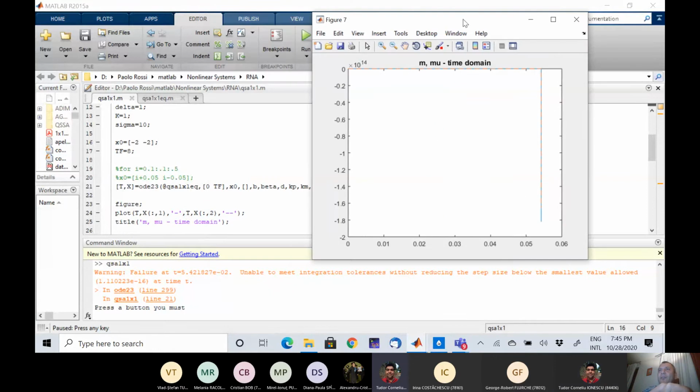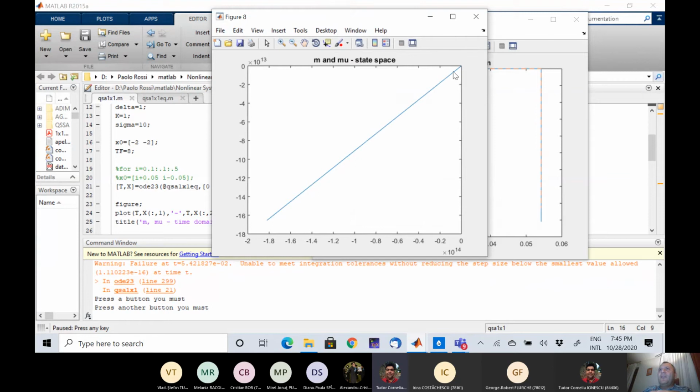You have seen a warning, Tudor. One value of this variable is increasing. You see, this is the error you would end up with also there: unable to meet integration tolerances without reducing the step size below the smallest tolerance. So you cannot increase t anymore, because one of these variables is going to a very high value. It's actually congesting. If the time step is too small, it's like a congestion, a bottleneck, and it stops.